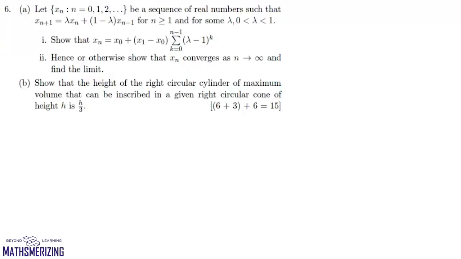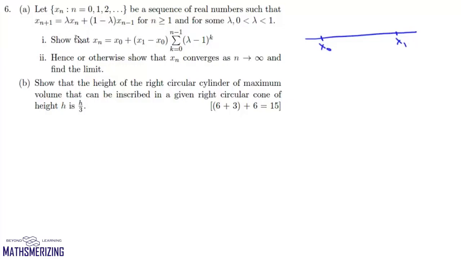Now it says hence or otherwise show that x_n converges as n tends to infinity and find the limit. Now if we take x_1 and x_0, without loss of generality we'll assume that x_0 is less than x_1.